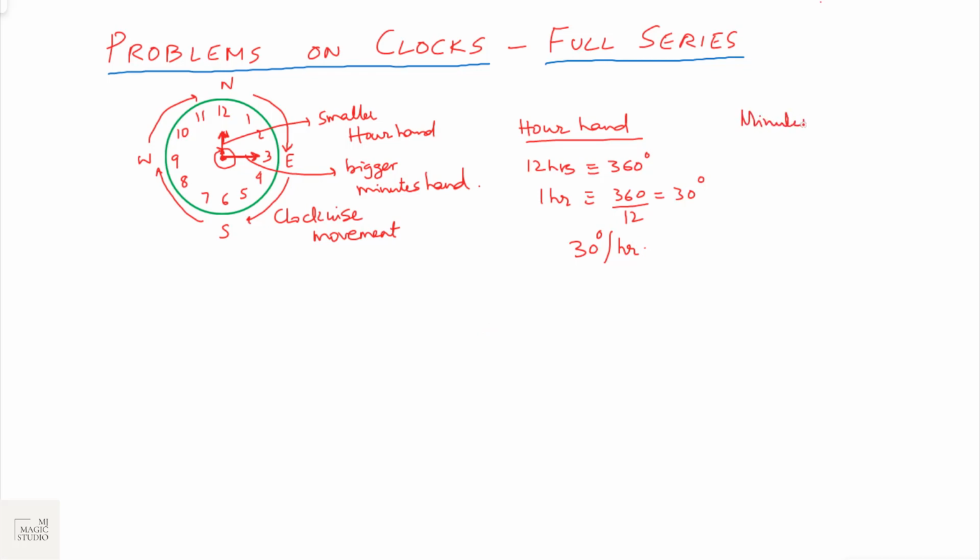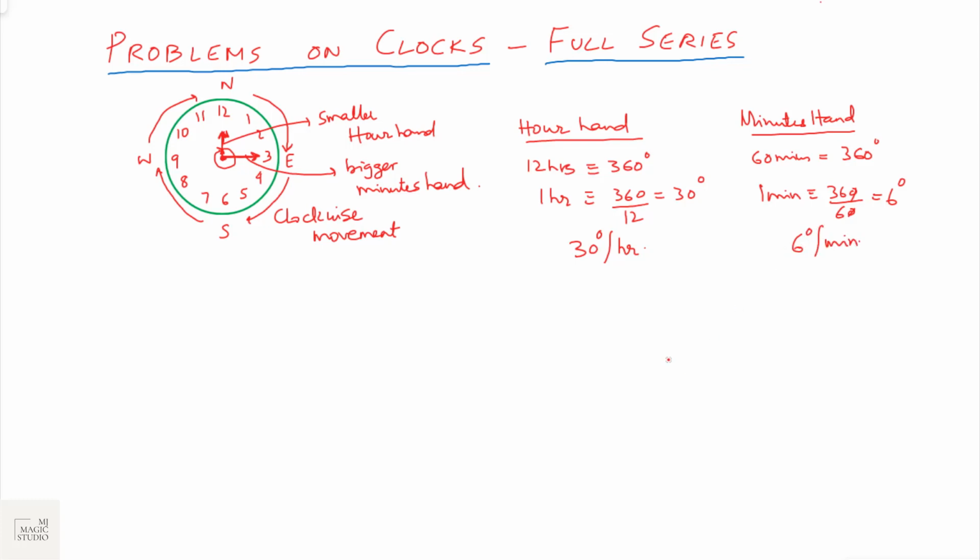Now if we take the minute hand, the bigger hand, it will cover 60 minutes. The full circle movement for the minute hand would be 60 minutes, and that would be 360 degree coverage. So 1 minute coverage would be 360 by 60, that is 6 degrees. So the minute hand movement rate is 6 degrees per minute.